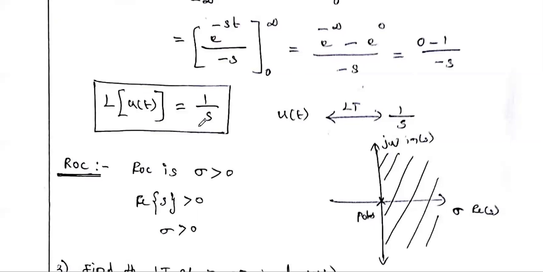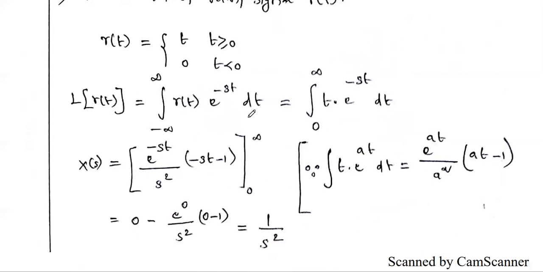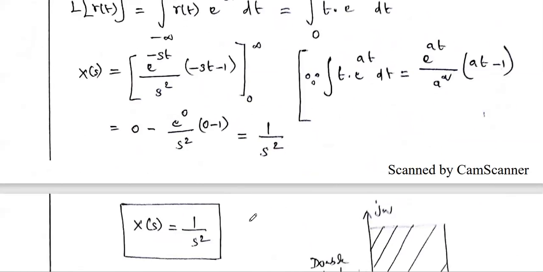The Laplace transform of the unit step signal, the answer is 1 divided by s, and the ROC is sigma greater than 0. That is, the real part of s greater than 0 is the ROC. Okay, r of t. These questions are coming next.